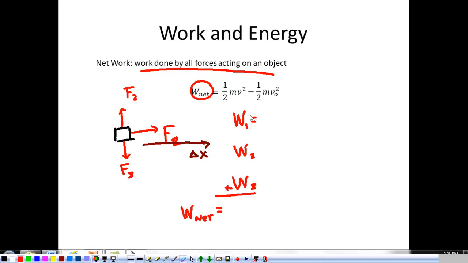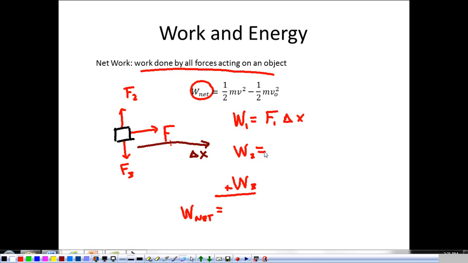I screwed up our numbering. That is supposed to be force 1, and our delta x is supposed to be in that direction. So work 1 is going to be force 1 times delta x, because force 1 is in the same direction as delta x.